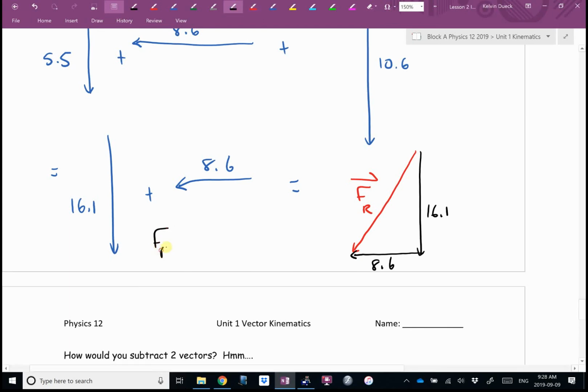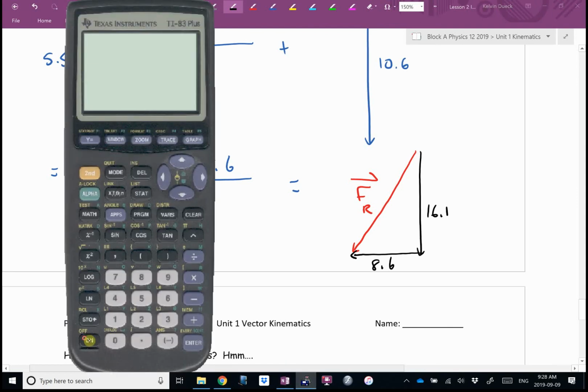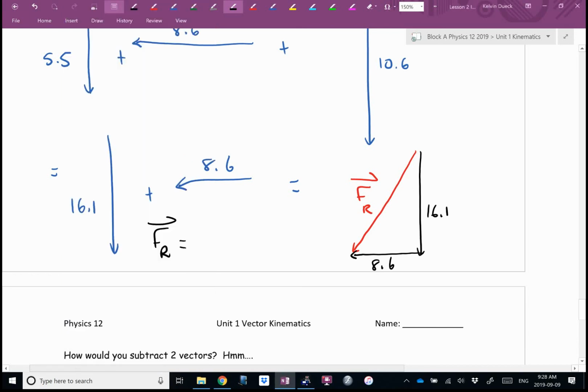So, force R has a magnitude of... Oh, where's theta going to go? Bottom left or top right? Top right, where it's coming from. And there's my 90.